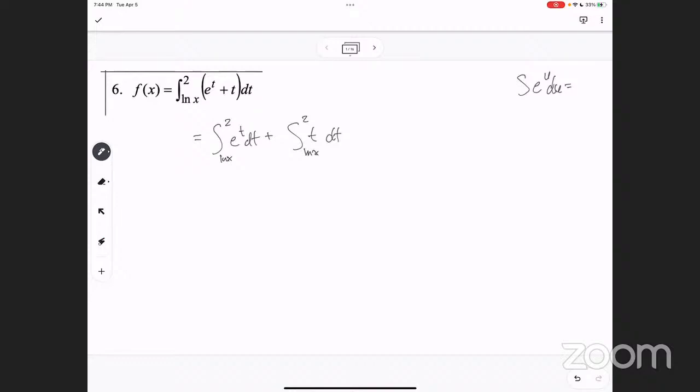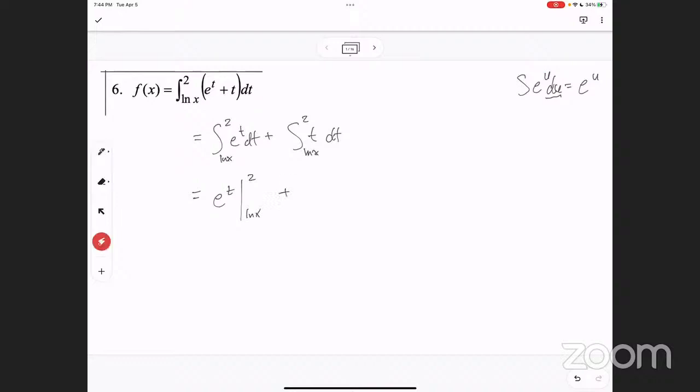The integral of e to the u du is just e to the u. The integral of e to the u is itself. Sometimes you have to convert this, and if these two things aren't the same, you have to do a little bit of fancy footwork to get this to work. But when they are the same, you don't have to do any fancy footwork. So this is just going to equal e to the t, going from ln of x to 2. We'll plug those in in a second.